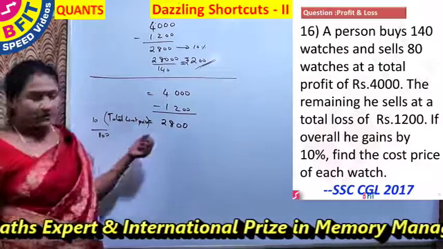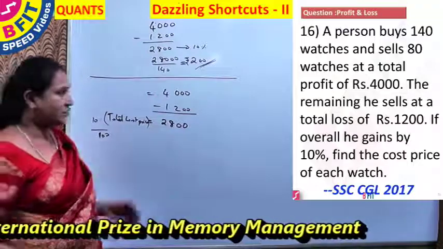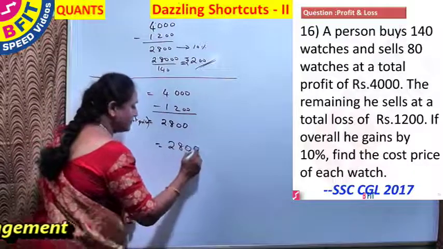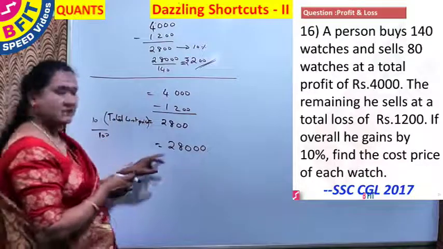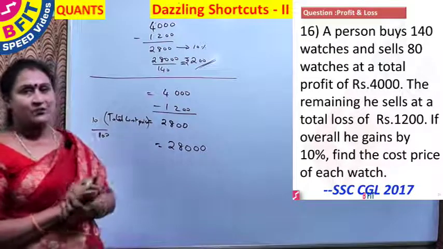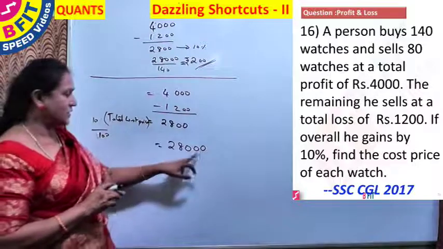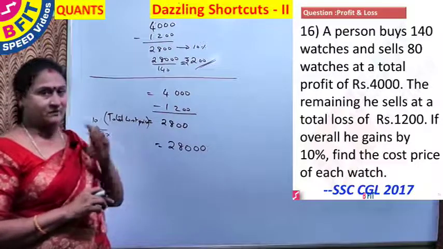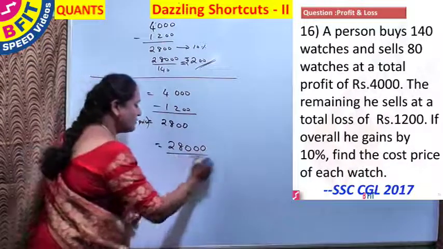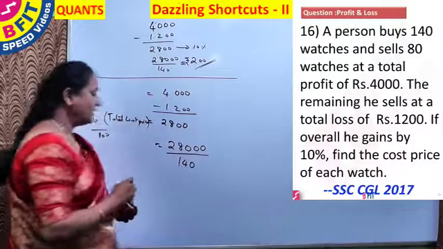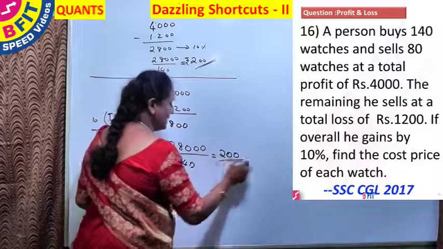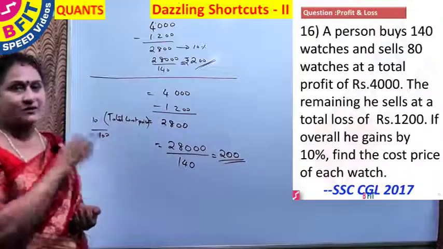When 10% of the total cost price is 2,800, what will be the total cost price? Multiply by 10. So the total cost price for him is 28,000, which means he spent 28,000 to buy 140 watches. 10% of 28,000 is 2,800. If he spent 28,000 to buy 140 watches, what is the cost of one watch? Dividing by 140, the cost price of each watch is 200 rupees.